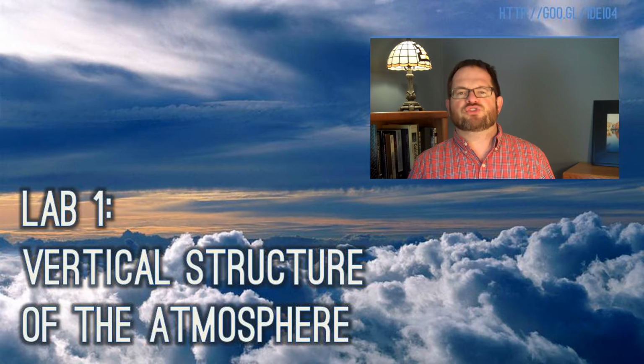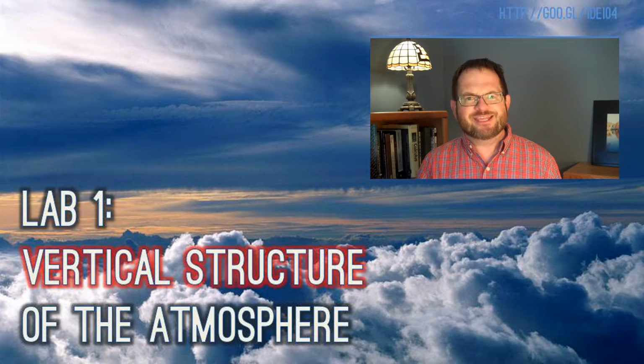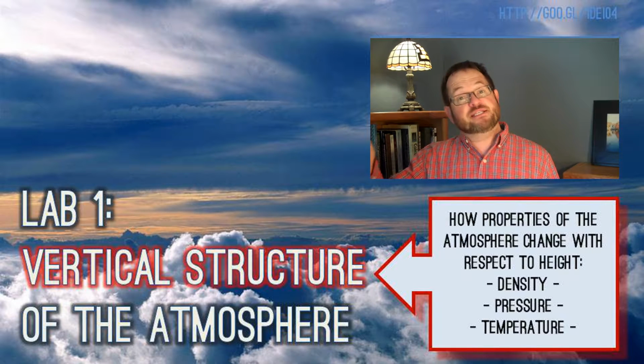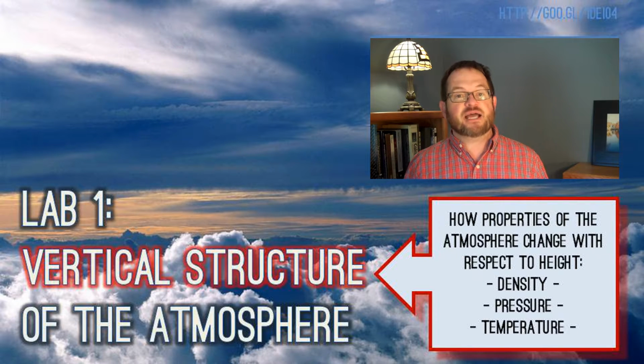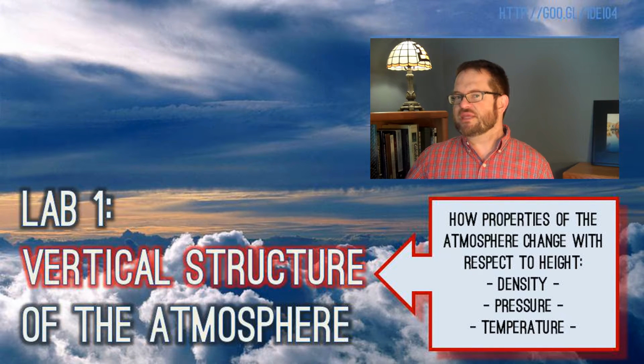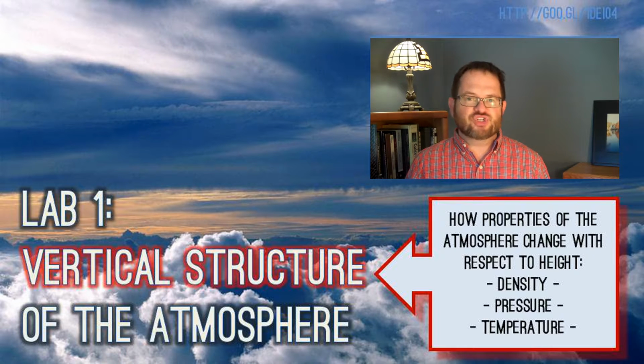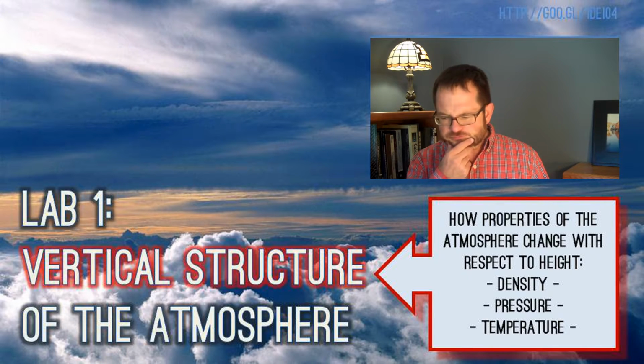This business of vertical structure, sometimes we forget that not everybody knows what we're talking about when we say that. When we're talking about the vertical structure of the atmosphere, we're talking about how different properties of the atmosphere change with respect to height. That could be any number of different properties, like the amount of moisture in the atmosphere, or the strength of the winds. But from the point of view of this particular lab activity, we're going to be talking in particular about how density, pressure, and temperature are changing with respect to height.